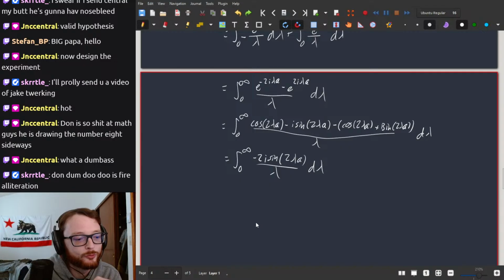Don Dumb Doo Doo is fire alliteration. Don is so shit at math, guys. He's drawing the number 8 sideways.